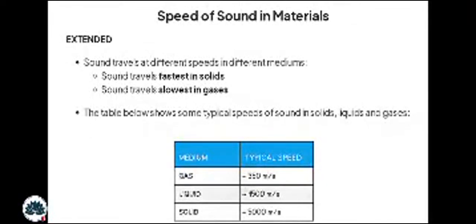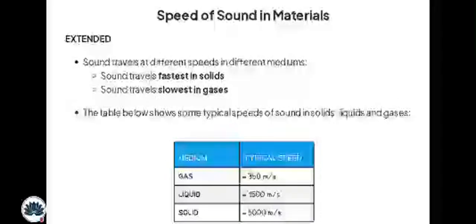Speed of sound in materials. So basically, it is not essential for you to memorize the speed of sound in gas, liquid, and solid, as it doesn't appear in the paper. But you must understand that sound travels differently in different mediums. You must understand that sound travels fastest in solids and slowest in gases.